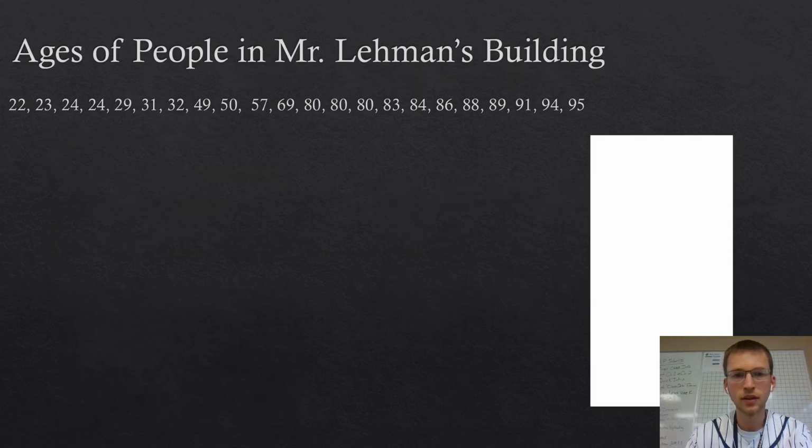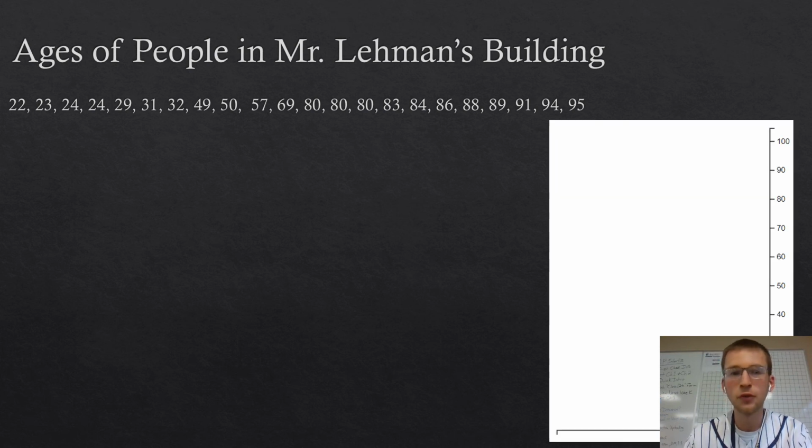So let's go ahead and take a look at how you would make a box plot of this data. I have added 30 animations to this, so hopefully they all come in order. Well, the first thing you want to do, if you look at your data set, is make a reasonable scale for your data. So we see that ages are ranging from 22 to 95.